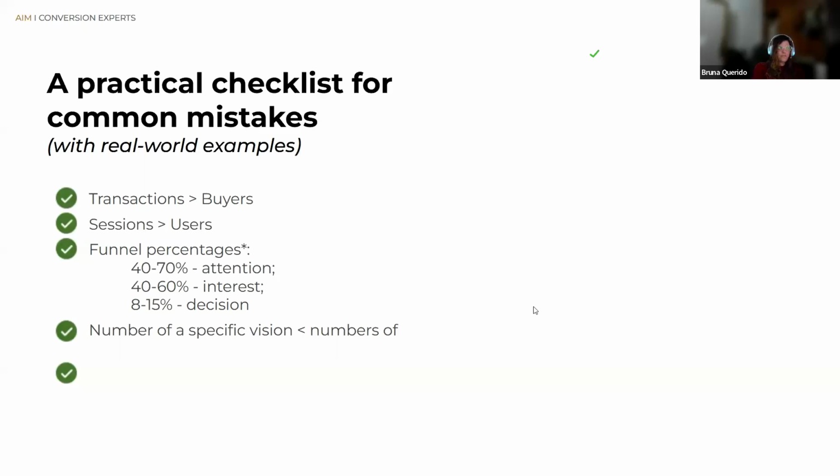Another practical thing that you have to check is if the number of a specific vision is lower than the number of the general vision. So if you are doing a segmentation of a specific group of users, it has to be less than the total amount of the users that you are analyzing.